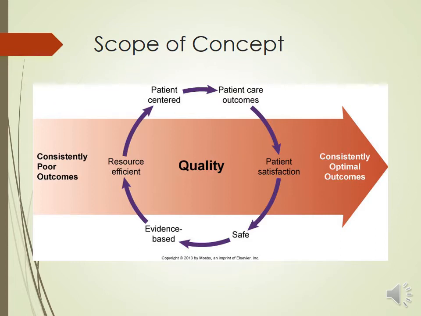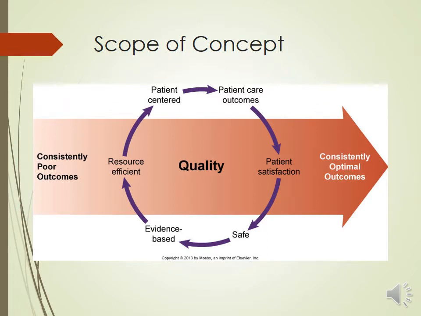So quality has 6 components that are very important that will ensure that we are getting to our optimal outcomes. First and foremost, it has to be patient-centered. We need to be providing culturally competent care and considering the needs and desires of our patients. Next, we're looking at patient care outcomes. Those are the national quality indicators, or the benchmark scores, that I discussed in the definition.